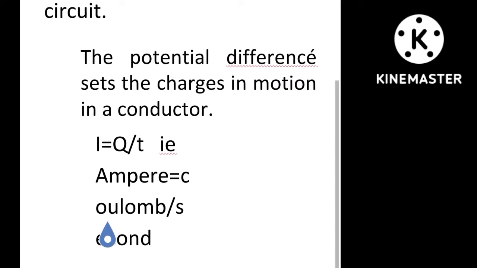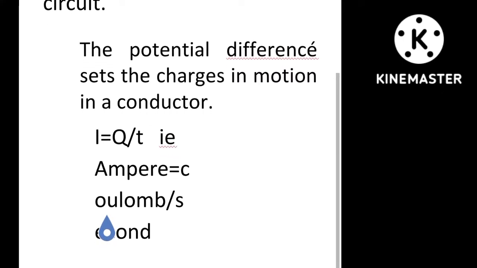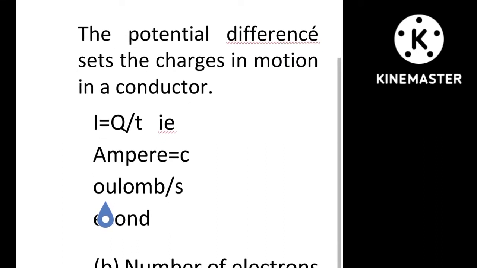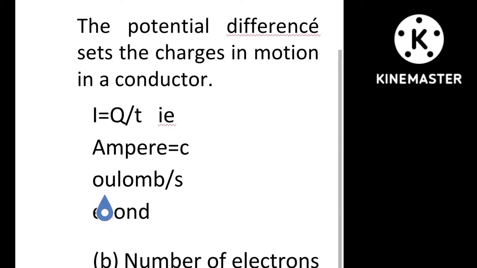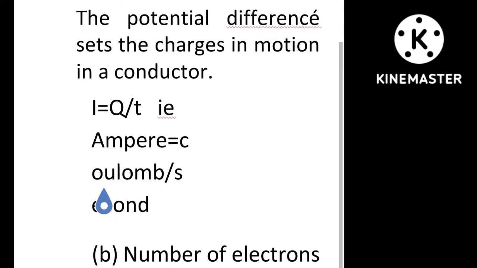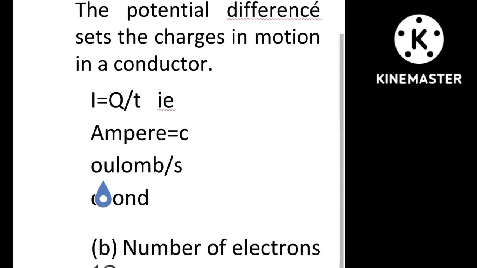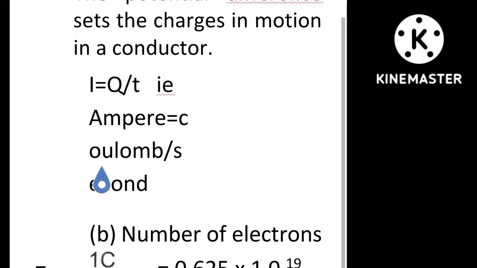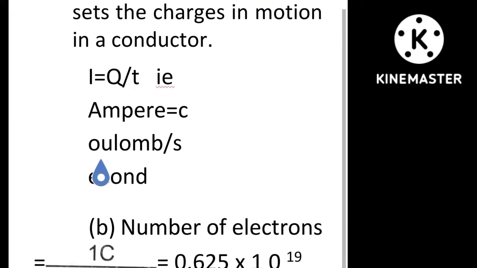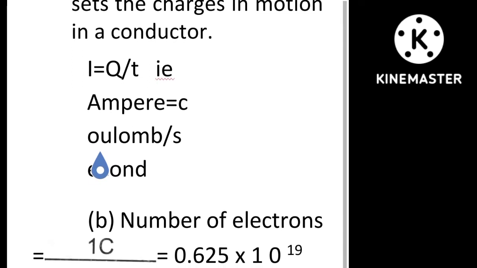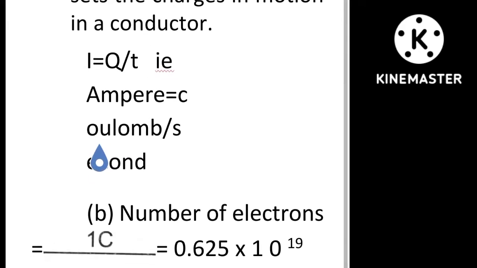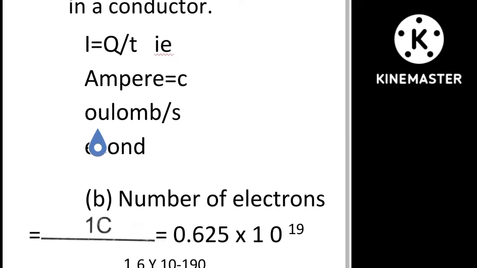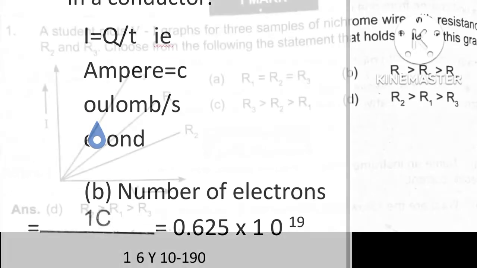Here it is a numerical, and here we have to calculate the number of electrons. So that same question we have already discussed in part 1 video. If you have any doubts, you can watch it. And the number of electrons is equal to 1 coulomb by 1.6 into 10 raised to minus 19 coulomb, because the charge of 1 electron is equal to 1.6 into 10 raised to minus 19 coulomb. So that number of electrons only we have to calculate. So that value is 0.625 into 10 raised to 19.